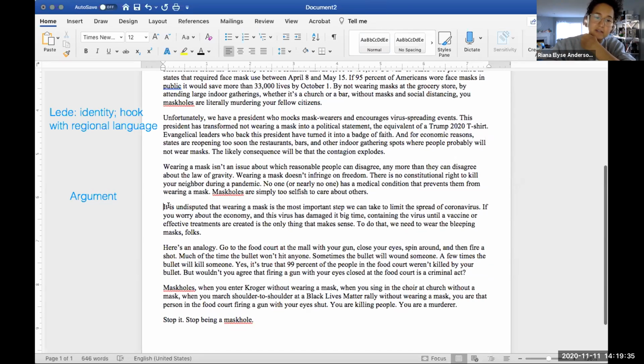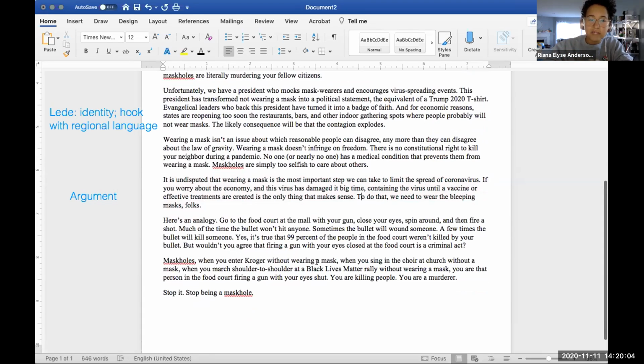But then this person starts to double down here and is saying it's undisputed. So using really clear language, undisputed that wearing a mask is the most important step we can take to limit the spread of coronavirus. If you worry about the economy, then using a mask is one of the ways to address this and to help us before an effective treatment is found. And then this person really just says, it's very clear, just do this.